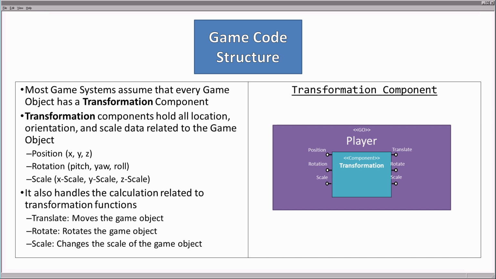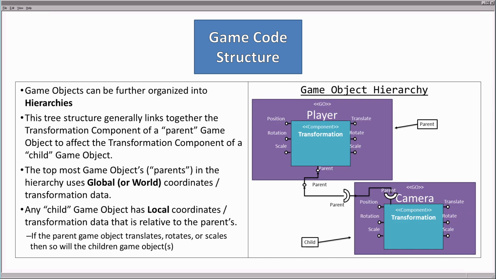More technically, it transforms the local coordinates of a game object into the world coordinates of our game. It also handles the calculation related to the transformation functions. Translate is a function that moves a game object. Rotate is a function that rotates a game object, and scale is a function that changes the scale of the game object.